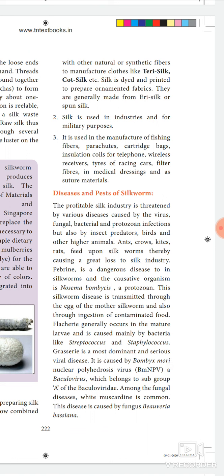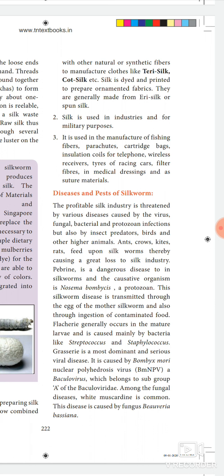It can be transmitted from the mother silkworm, or it will be transmitted through the contaminated food. Then flacherie generally occurs in the mature larvae and is caused mainly by bacteria like Streptococcus and Staphylococcus. Okay, then next, Grasserie is the most dominant and serious viral disease. It is caused by Bombyx mori nuclear polyhedrosis virus, BmNPV. Underline that, a baculovirus which belongs to subgroup A of the Baculoviridae.